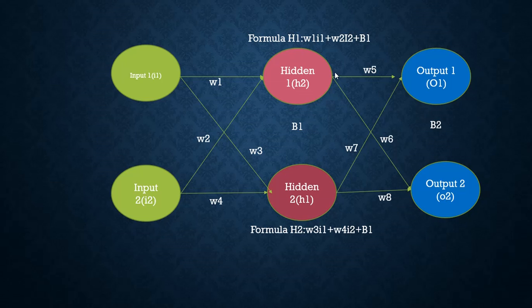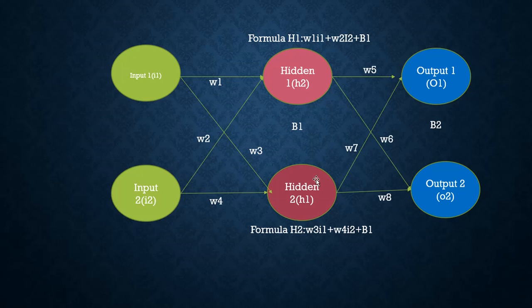Now, if you have any input here, it will take random values for the weights and calculate the hidden value, and then from the hidden value it will calculate the output. This is the formula for the hidden layer. The formula is very simple: weight 1 times input 1, plus weight 2 times input 2, plus B1. That is the formula for hidden layer 1.